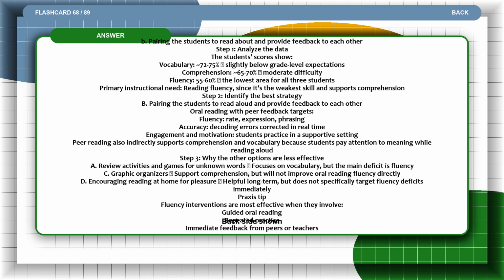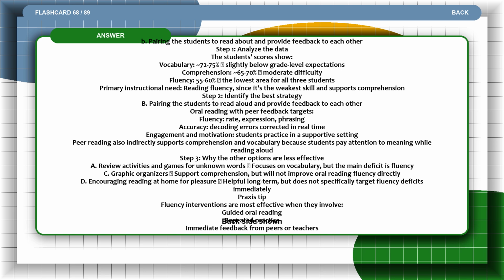The answer is B. Pairing these students to read about and provide feedback to each other. Step 1. Analyze the data. The students' scores show vocabulary 72-75%, slightly below grade level expectations. Comprehension 65-70%, moderate difficulty. Fluency 55-60%, the lowest area for all 3 students. Primary instructional need: reading fluency, since it's the weakest skill and supports comprehension.